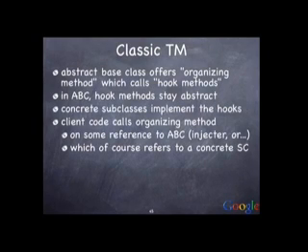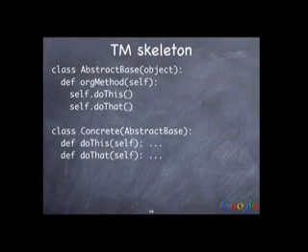The classic template method situation is an abstract class, abstract base class, that offers an organizing method. That organizing method calls what we denominate hook methods. In the abstract base class, hook methods remain abstract. In the concrete subclasses, all the hook methods are implemented. Client code calls the organizing method typically through a reference to the abstract base class, which in practice indicates, of course, a concrete subclass. So this would be the skeleton.